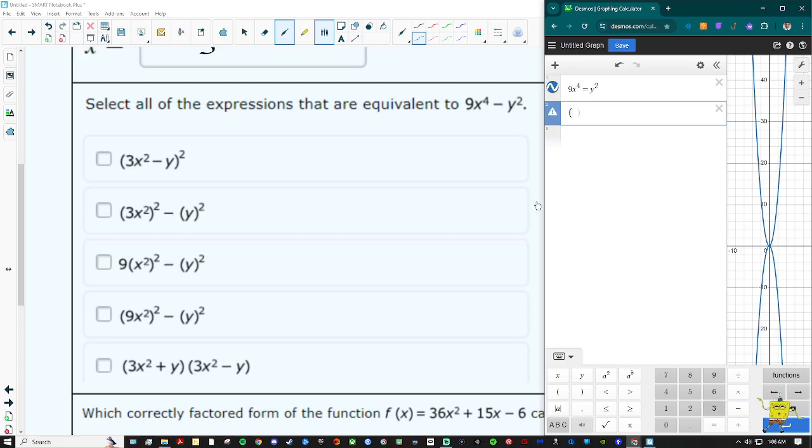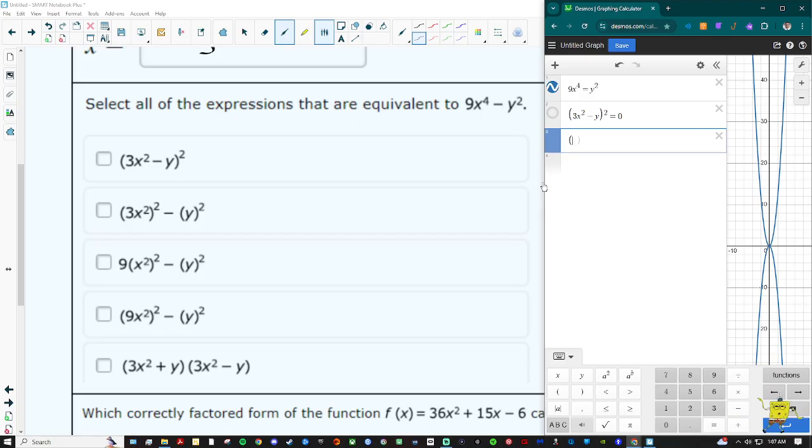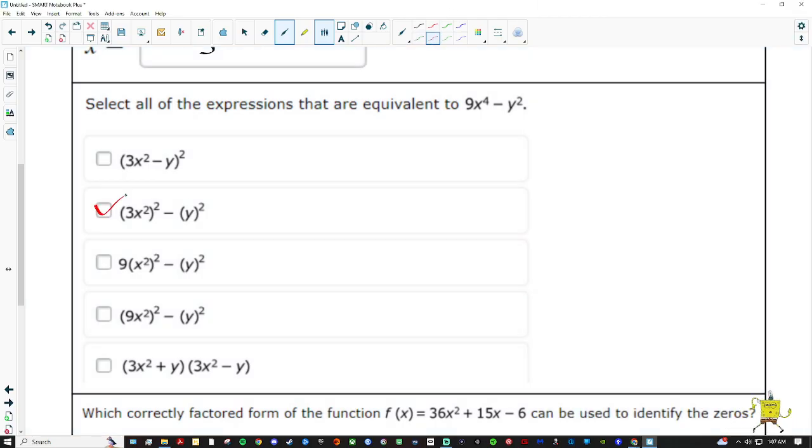I'm trying to see which of these look the same. So let's try the first one. 3x squared minus y, the second power. Set it equal to 0. I can see that only gave me half. So it can't be that one. Try the next one. 3x squared minus y squared. Again, I get this. I just set it equal to 0. That matches up perfectly. So that's good.